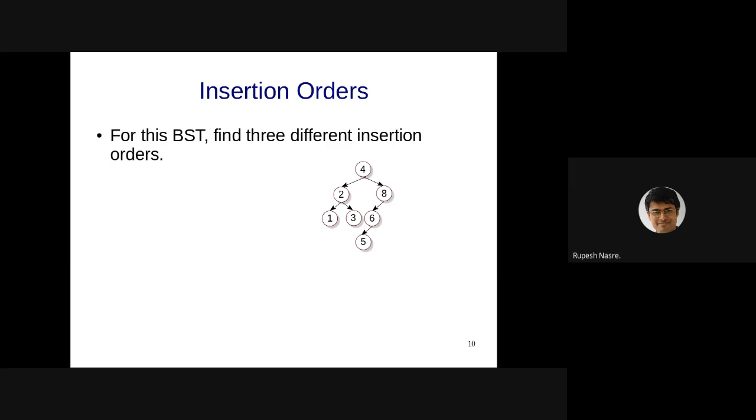So let's see who is the first one to give me different orders. Okay, Ashwin Krishna has given 4, 2, 1, 3, 8, 6, 5, correct? 4, 8, 6, 5, 2, 1, 3, correct? 4, 2, 8, 1, 3, 6, 5, correct. Madhur says 4, 8, 2, 1, 3, 6, 5, correct. 4, 2, 8, 1, yeah.